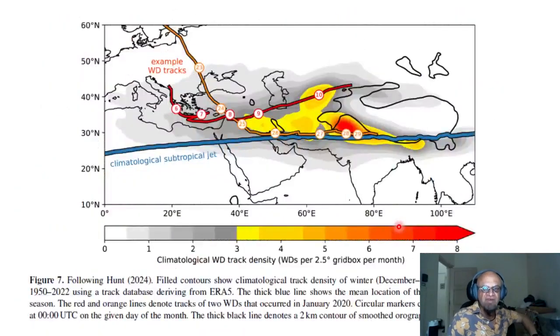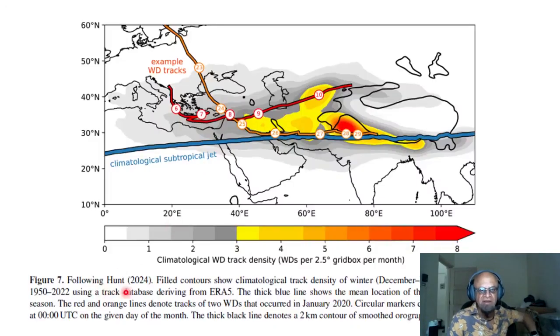But we'll look at a figure here again following Hunt et al. So this is the climatological WD track density, which is an issue that is addressed in the review in terms of previous research and what is unknown still. So WDs are per 2.5 degree grid box per month. Okay, so you can see the example WD tracks and climatological subtropical jet, which is very important for the WD dynamics, and you have the details here.